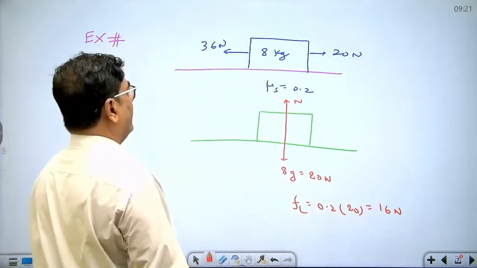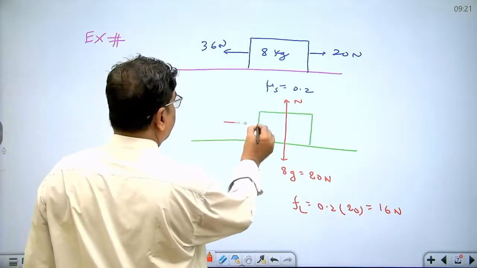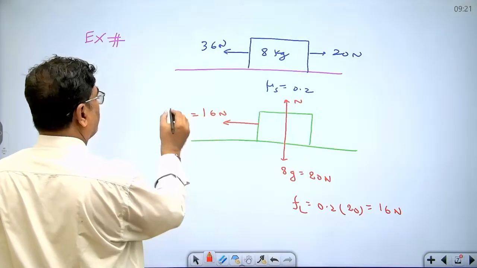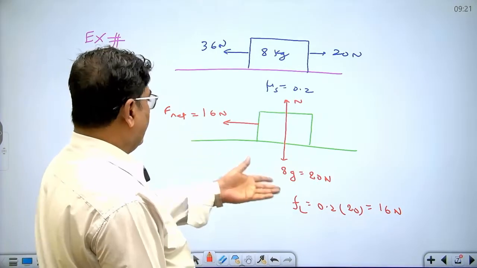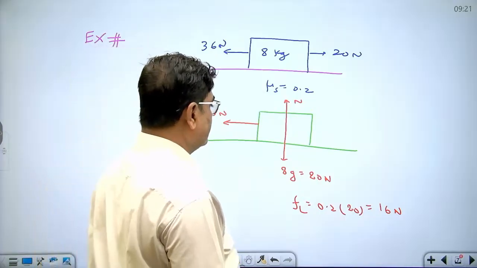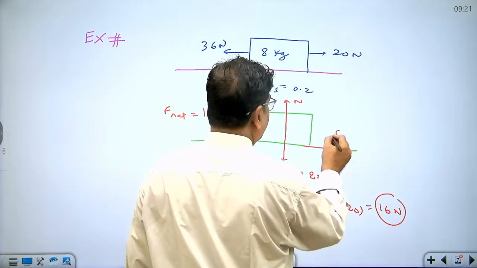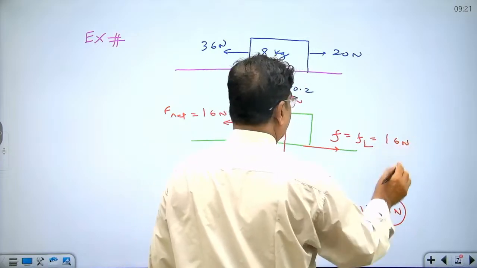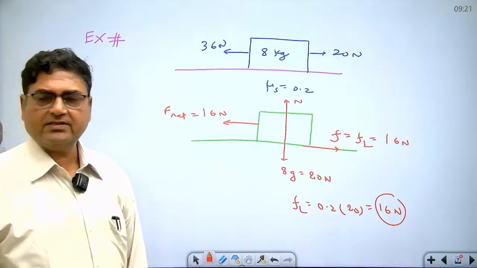Okay. And the net applied force on the system. See here in this case, the net applied force is 36 minus 20. This is 16 Newton. This is the direction of net applied force. Since the net opposing force is also 16 Newton, the block will not move and the frictional force will act in this direction, which is equal to limiting frictional force. So the answer is 16 Newton acting in the right direction. Okay, this is the answer.